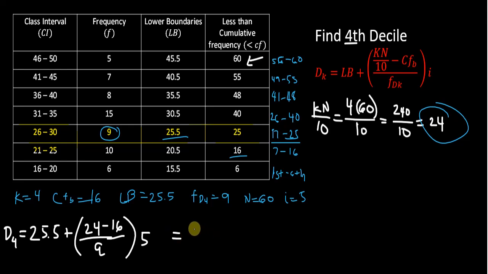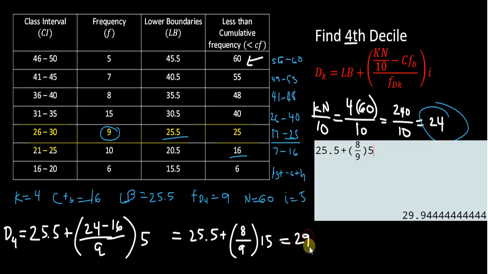That is equal to 25.5 plus the quantity of 24 minus 16, that is equal to 8. So, 8 over 9 times 5. Then sa calculator, pwede nating solve to. 25.5 plus 8 over 9 times 5. And that is equal to 29.94. So, ito na yung final answer.